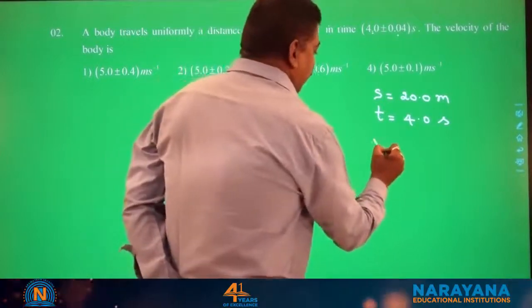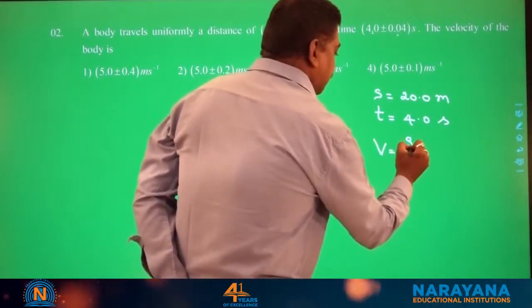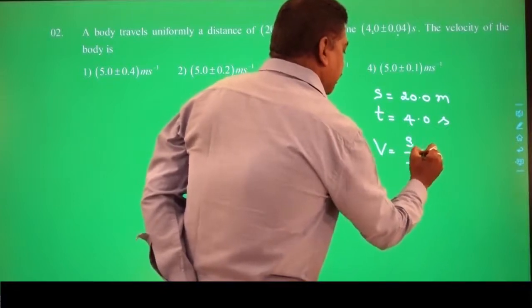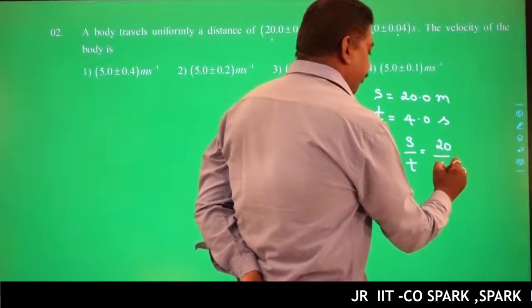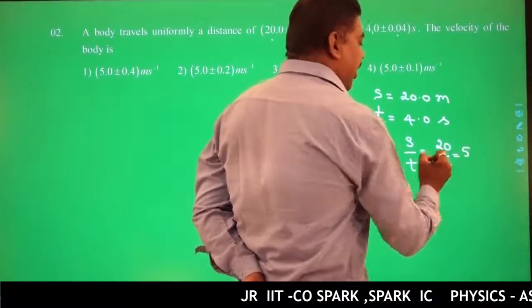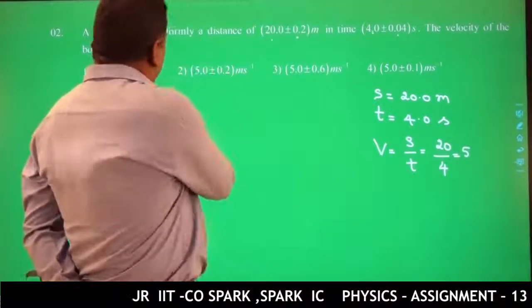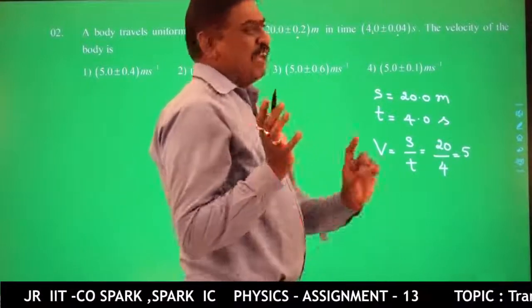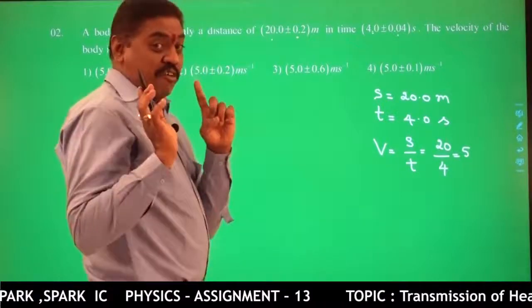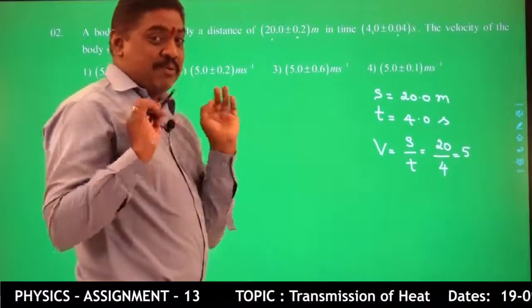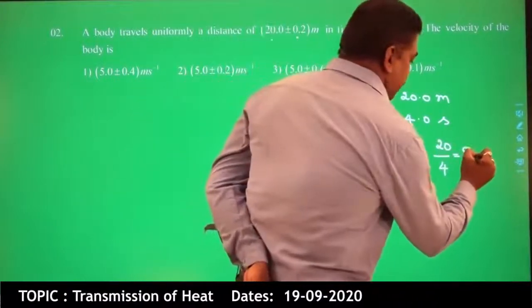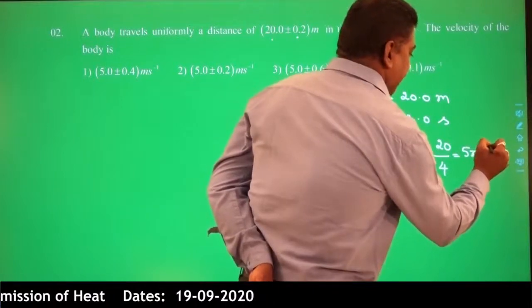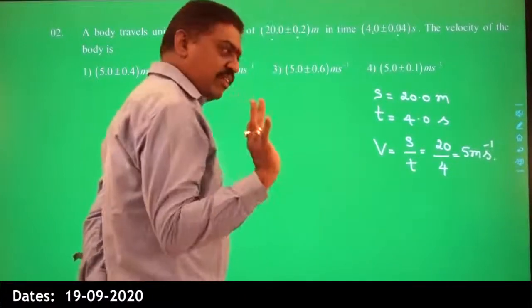Then velocity v is given as S by t equals 20 by 4. We are getting it as 5. In all of the options 5 is there, so you cannot decide the answer right now, for which you have to find the delta v value. This is 5 meter per second.